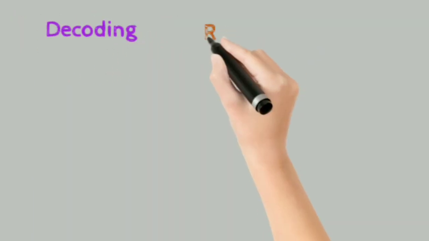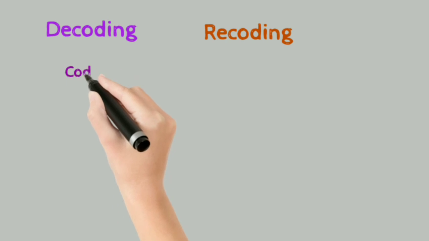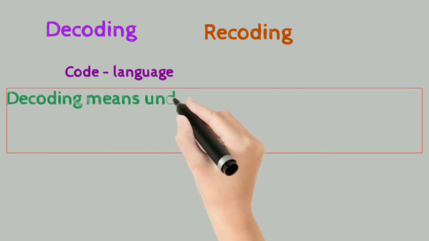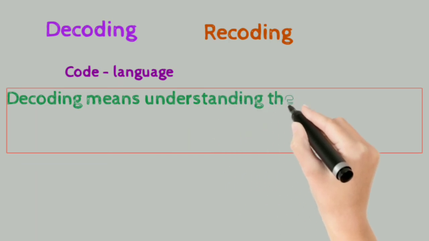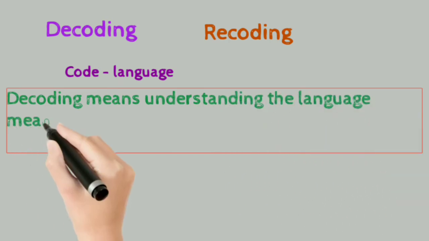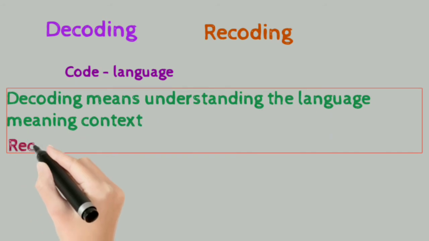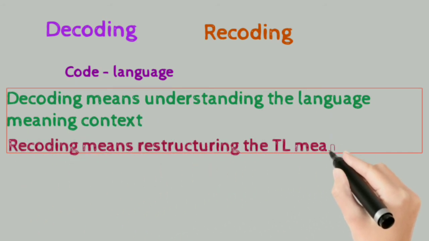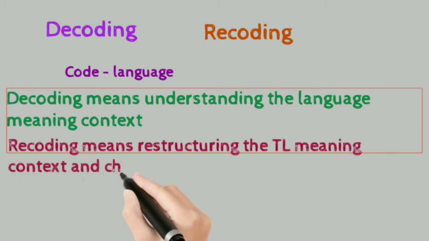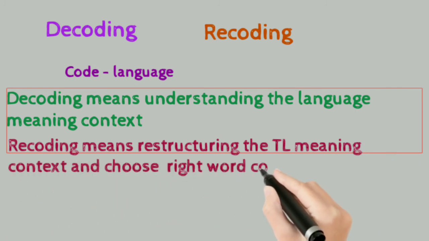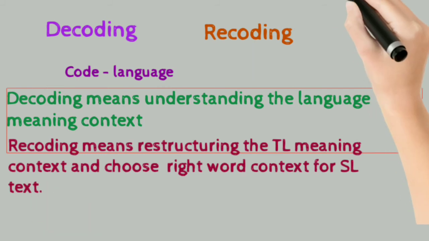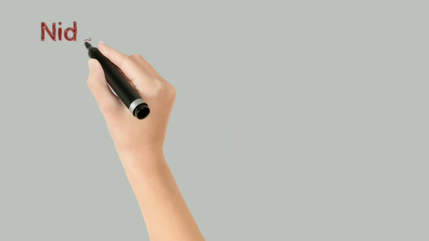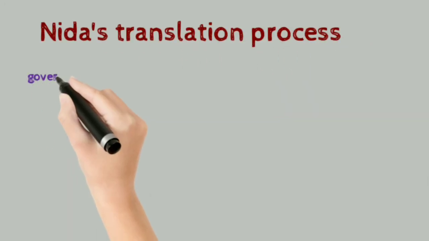So what are decoding and recoding? First of all, code means language. Decoding means understanding the text, the language text, which we may call the SL text. We understand the source text; that is called decoding. Recoding means restructuring the TL meaning and choosing the right word for the context. So decoding means understanding, and recoding means choosing the right word for translation.